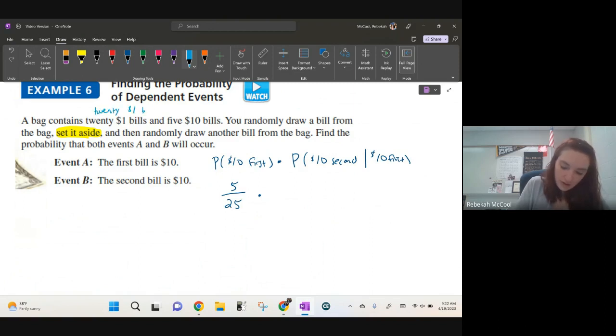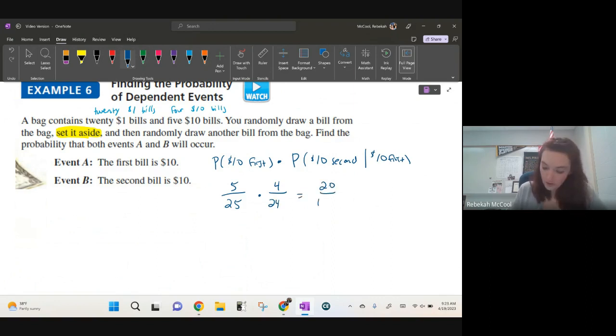After we've drawn a $10 bill already, we still have 21 $1 bills, but now we only have 4 $10 bills. Since one was already drawn, we have one less $10 bill to choose from. So using that new information, how many $10 bills do I have left? I've got 4 of them left, out of how many total bills? 20 and 4 would be 24 total bills. 5 times 4 gets me 20. 25 times 24 is going to be 600. And if we want to, we can reduce that to 1/30 for our probability.